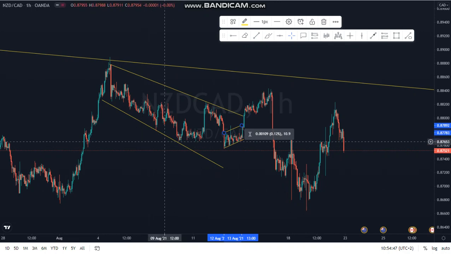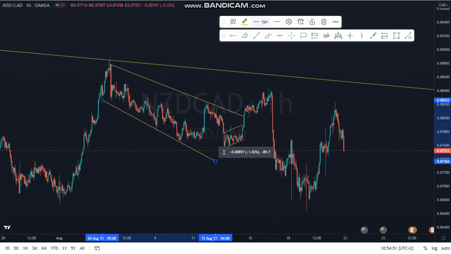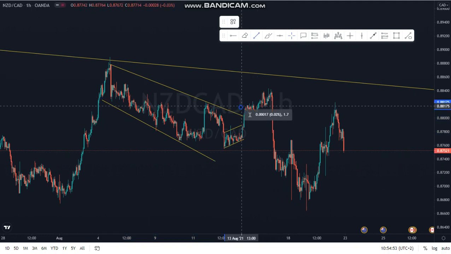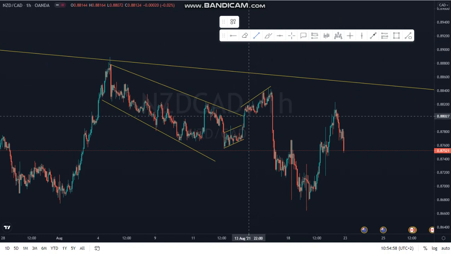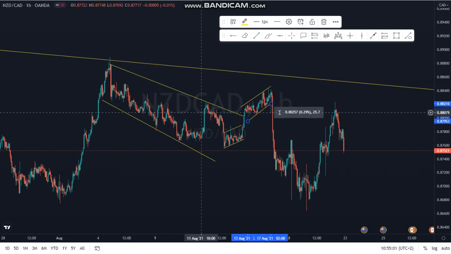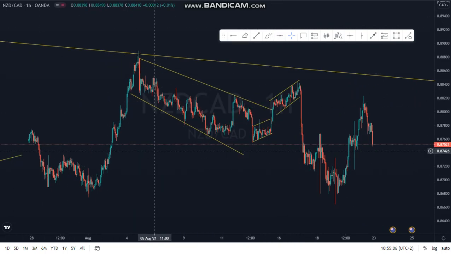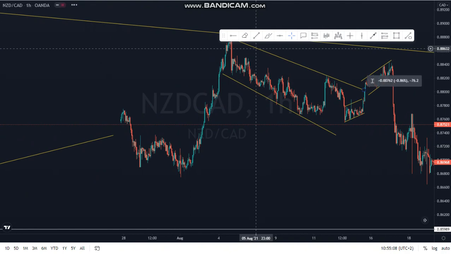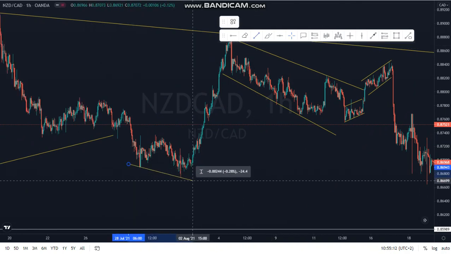Overall we have got something like this on this area. And then we're also going to have something like this here. Remember, guys, the most important thing is to know the market structure. Once you know the market structure, these things are going to be easy for you. Then let's check here again. We've got something like this.